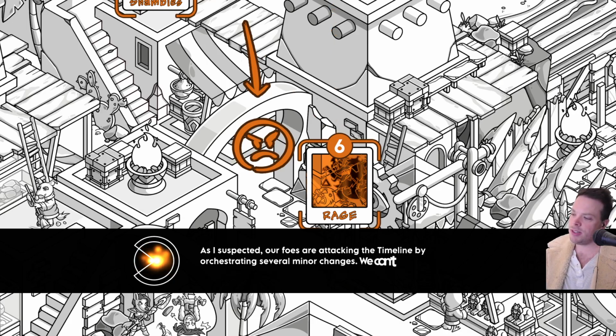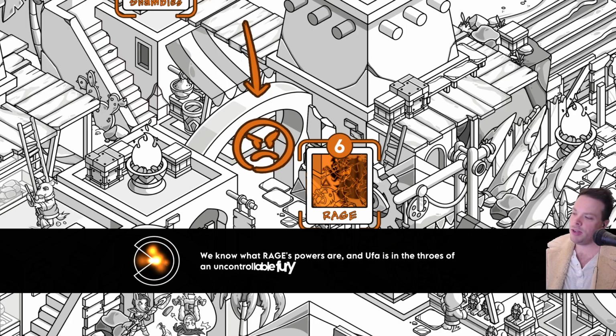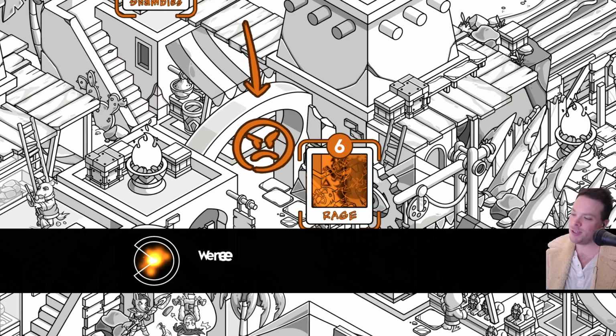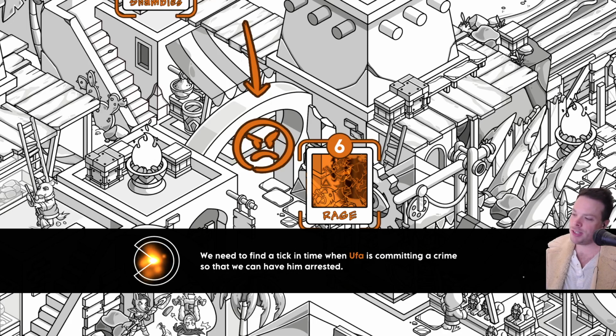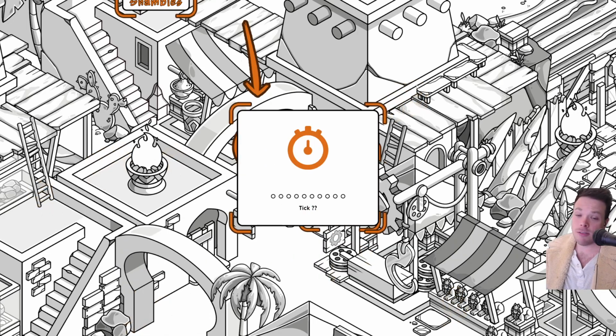As I suspected, our foes are attacking the timeline by orchestrating several minor changes. We can't let this happen. We know what Rage's power is, and Ufa is in the throes of an uncontrollable fury because of him. We need to find a tick in time when Ufa is committing a crime so that we can have him arrested.